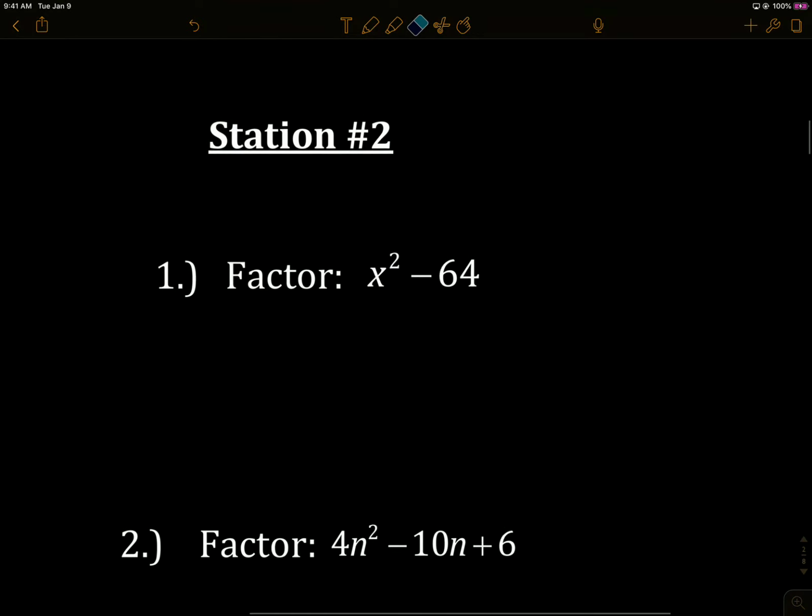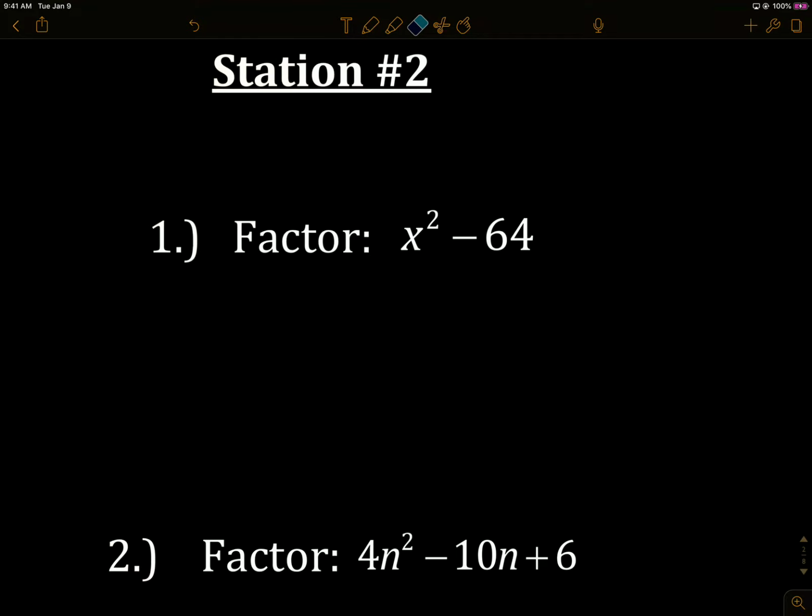Okay, let's look at station number two. I've got two terms here. I'm looking for a common factor. There isn't one, so then I move on. It's not a trinomial. It's a difference of two squares. It's a difference because of the subtraction. Two squares, because there's two terms, and each one is a perfect square. So that's how we're going to solve it.